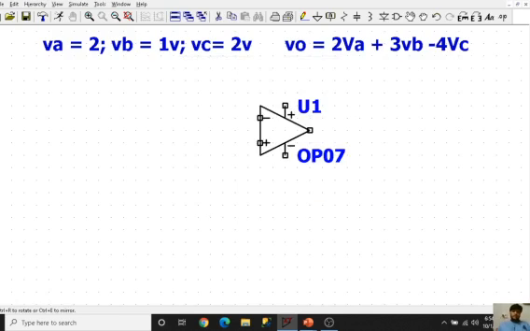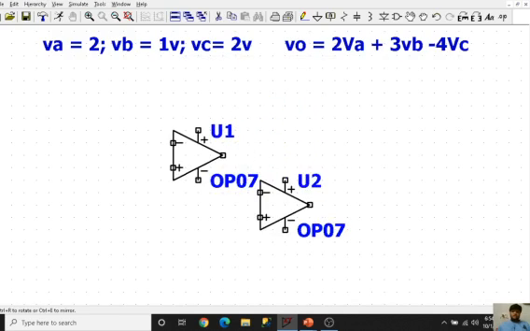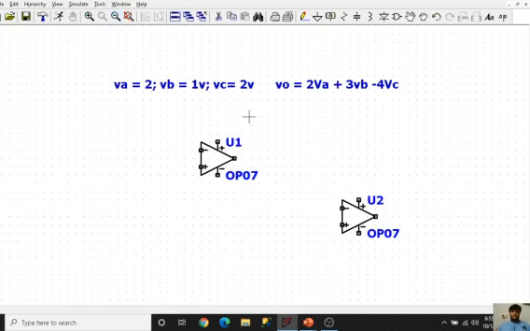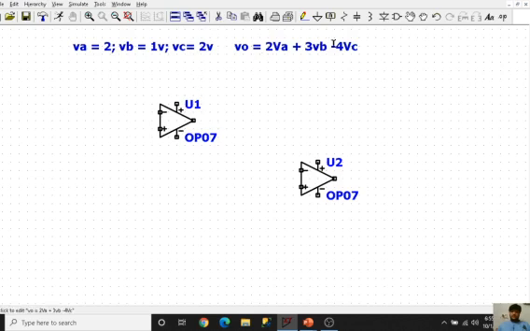OP07 will be my two op-amps. Just make sure you design it so that it is pleasing to the eyes. मतलब सिर्फ डिज़ाइन करने के लिए डिज़ाइन नहीं करना चाहिए.